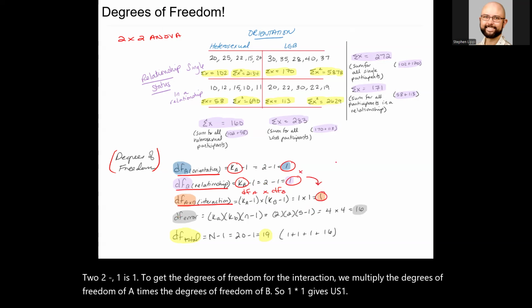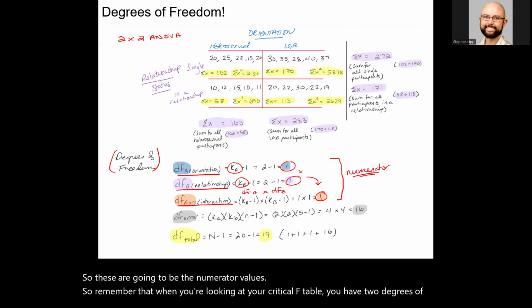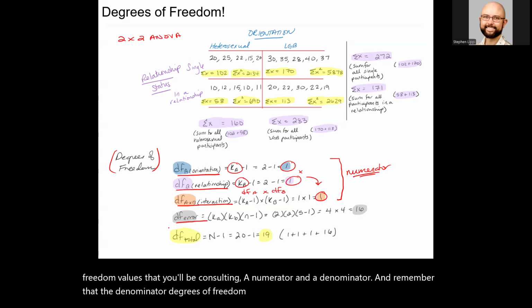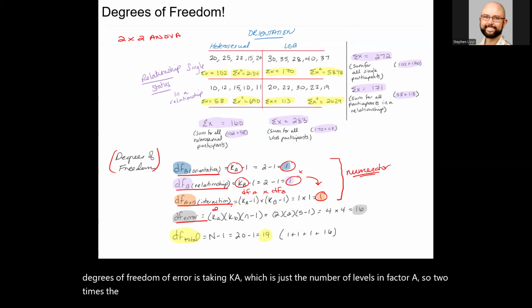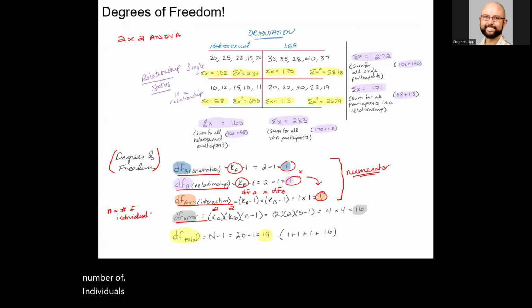So these are going to be the numerator values. Remember that when you're looking at your critical F table, you have 2 degrees of freedom values that you will be consulting, a numerator and a denominator. And remember that the denominator degrees of freedom value is that for error. So how we solve for the degrees of freedom of error is taking Ka, which is just the number of levels in factor A, so 2, times the number of levels in factor B, 2, multiplied by lowercase n minus 1. Lowercase n is just the number of individuals, animals, etc.